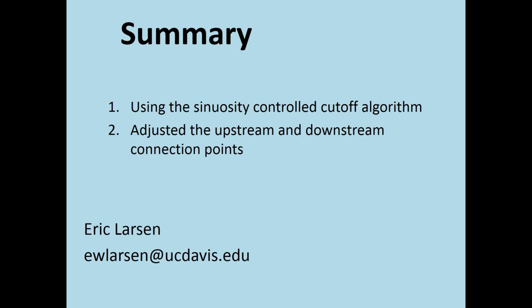It's important to remember that you're the one that's specifying when the trigger's pulled, based on rules, not based on first principles. And in this particular case, we specified that the bend had to have a sinuosity greater than 1.8 before it would cut off. And then we tweaked where the cutoff commenced and where it ended. And the meat of this one was really showing you how the upstream and downstream connection point factors worked.